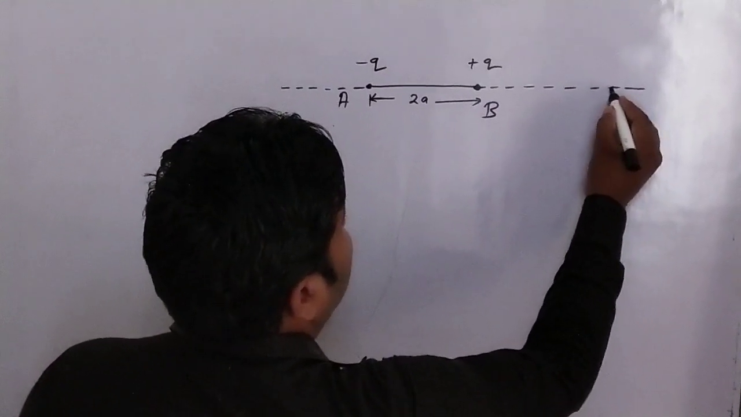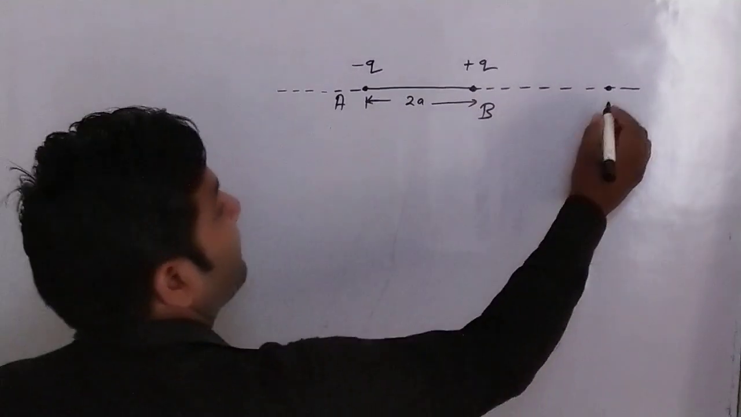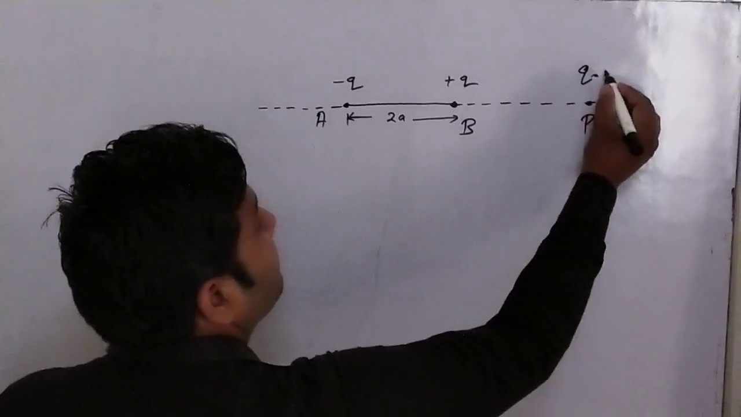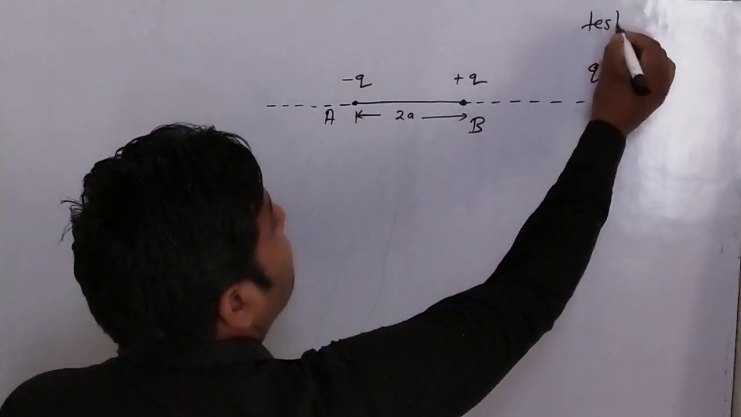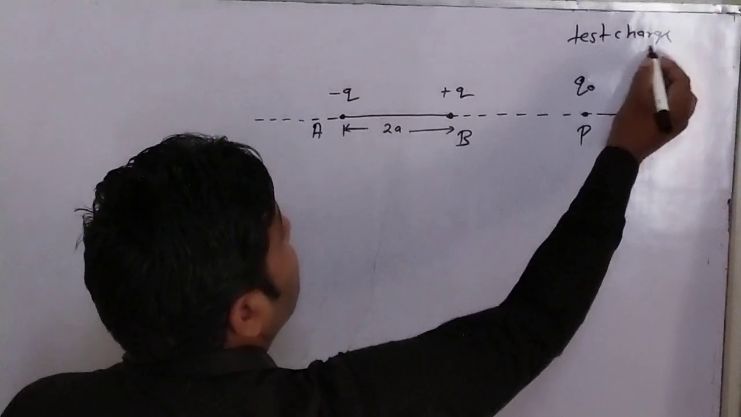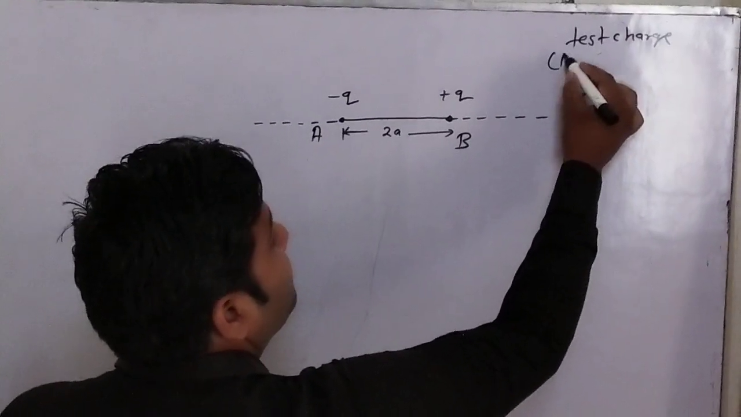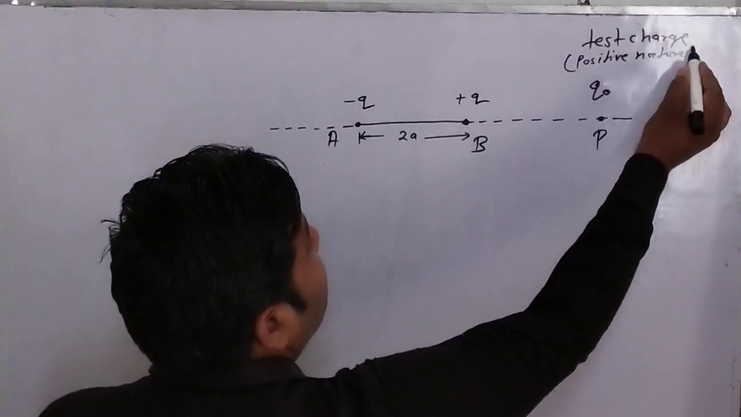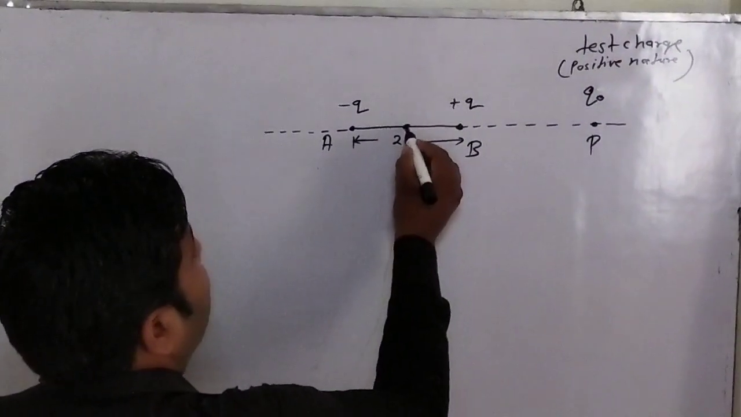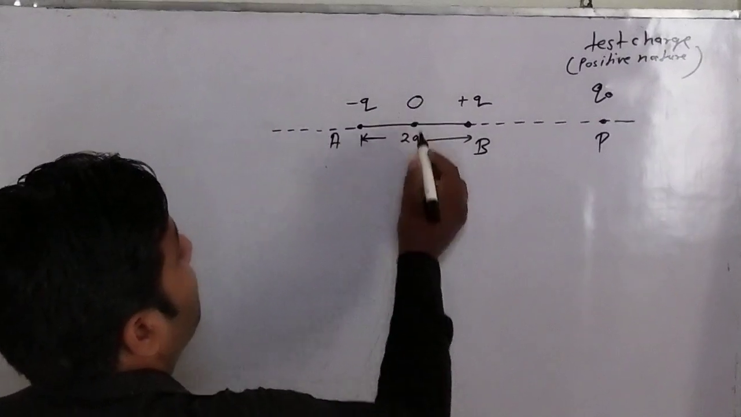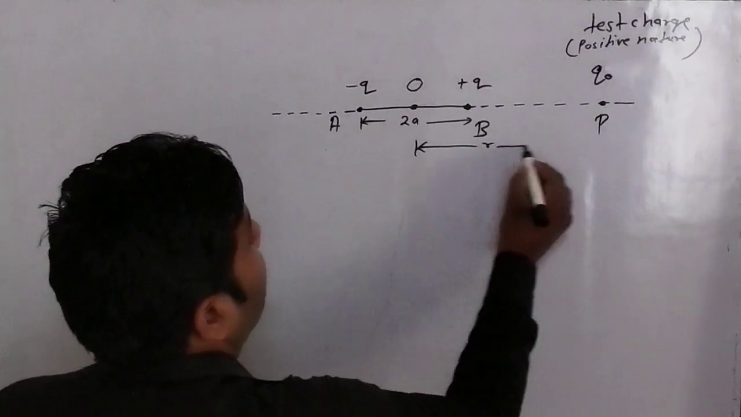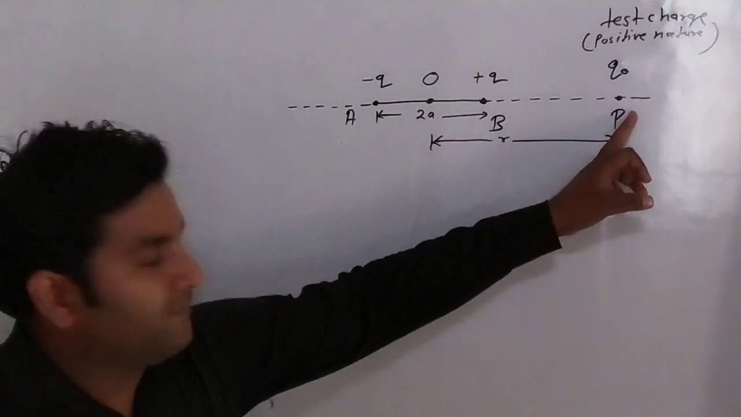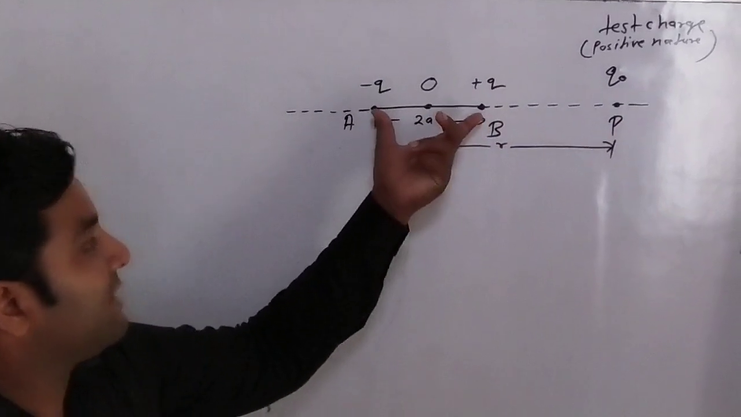And when a point lies on this axis, suppose the point is P, at this point there is a test charge Q naught, and the test charge is positive in nature. The distance of this test charge from the midpoint O of the electric dipole is R. Now we have to calculate the electric field intensity at point P due to this electric dipole AB.